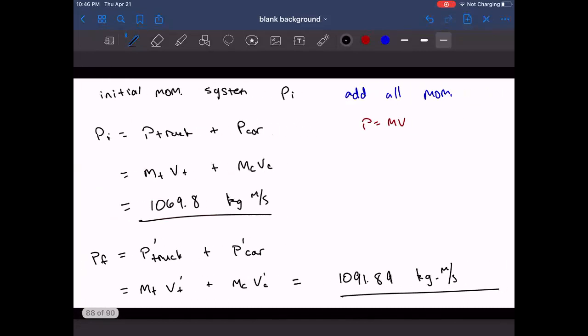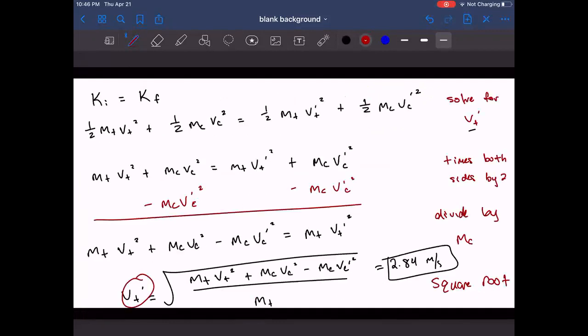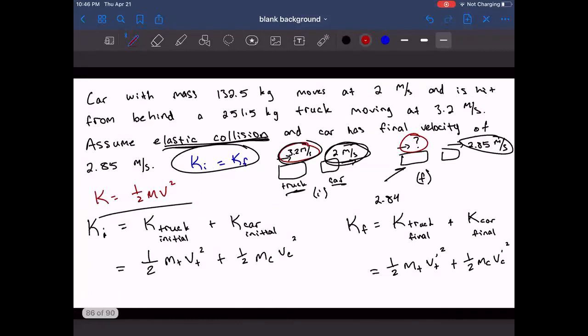Oh, I did do it on the wrong one. I put the 2.84 there, but you have to be so careful. I said this was 2.84, but it's not. This one is 2.84 because we're solving for the velocity of the truck in the end. This is pretty much the exact same as before. Okay, so let me try that again.